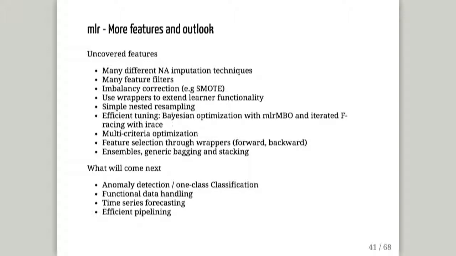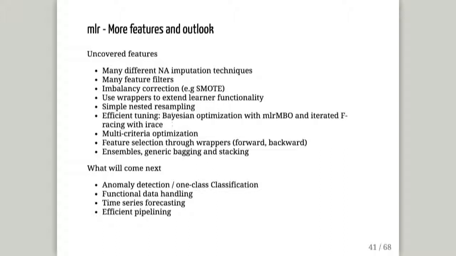I'm pretty interested in efficient tuning and black box optimization, so we also support Bayesian optimization. I'm not sure whether you've heard about that. It's one of the most popular methods at the moment to efficiently tune machine learning pipelines. That package we have also written. That's MLR MBO for model-based optimization. That's also now on CRAN. And there's a little paper on arXiv about that, and we also support iterated F-racing from a group here in Brussels, which is, I think, not present here at useR. You can even do multi-criteria optimization, also Bayesian multi-criteria optimization, feature selection, ensembles, bagging, stacking, and so on.